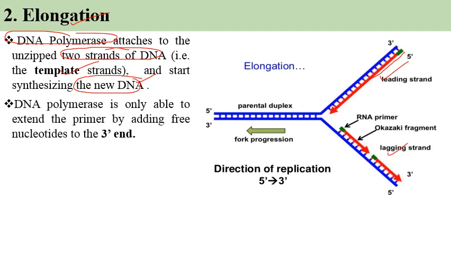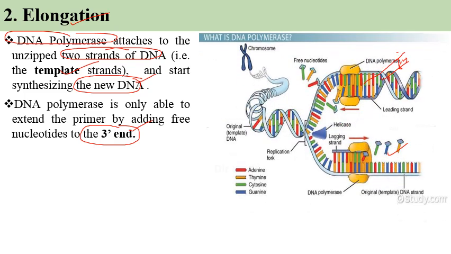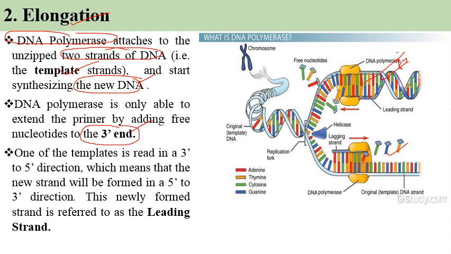DNA polymerase is only able to extend the primer by adding free nucleotides to 3' end. So जो RNA primer है वो provide करता है 3'OH group जहाँ पे DNA polymerase ऐड करता है नए डिऑक्सीराइबो न्यूक्लियोटाइड्स, जो न्यूक्लियोटाइड्स हैं उनको ऐड करता है. One of the templates reads in a 3' to 5' direction. जो एक पेरेंटल स्ट्रैंड है वो रीड करते हैं 3' to 5' डायरेक्शन और दूसरा रीड करते हैं 5' to 3' डायरेक्शन.